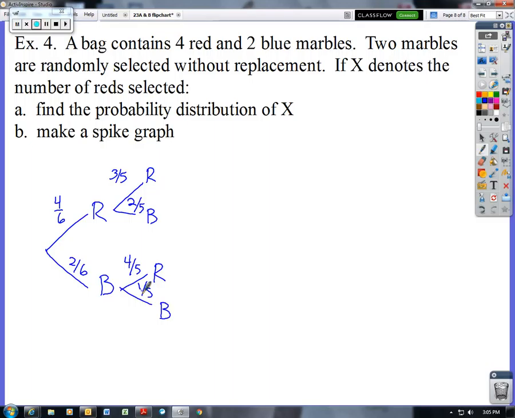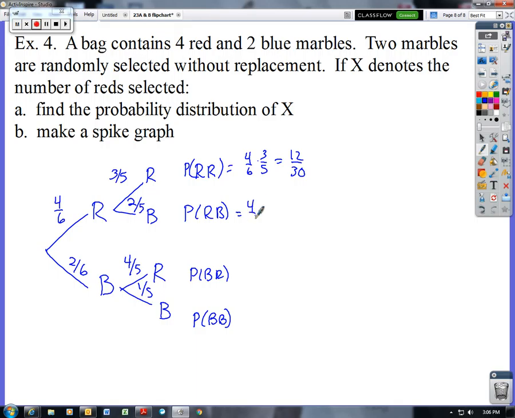And I'm going to find my probabilities of each one of these myself. That's how I'm going to do this. So I've got red, red. I'm going to have the probability of red, blue, the probability of blue, red, probability of blue, blue. So red, red is 4/6 times 3/5. That's 12. I'm not going to reduce these for a reason, so it'll make it easier to add at the end. Red, blue is going to be 4/6 times 2/5. That's 8/30. Blue, red. Plus it's faster not to reduce them.